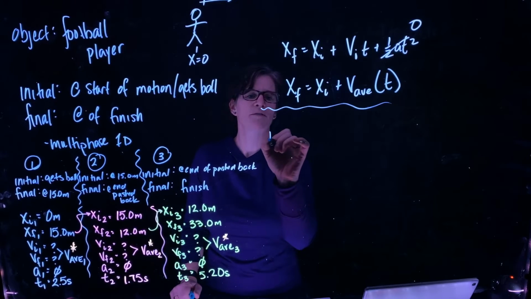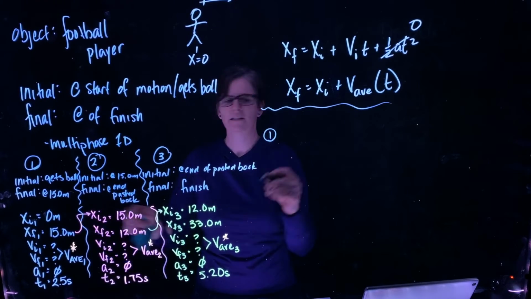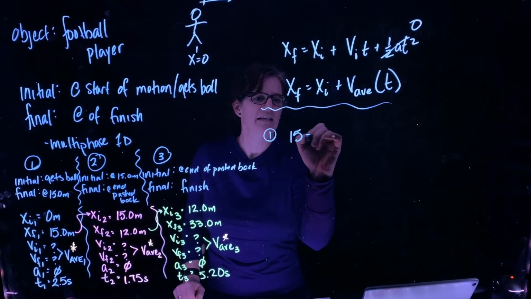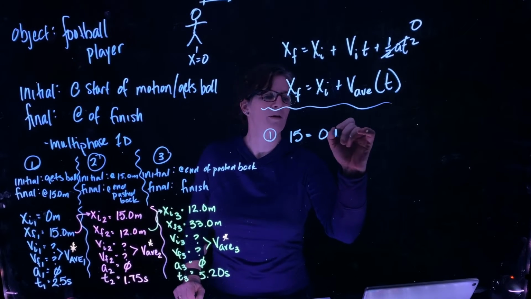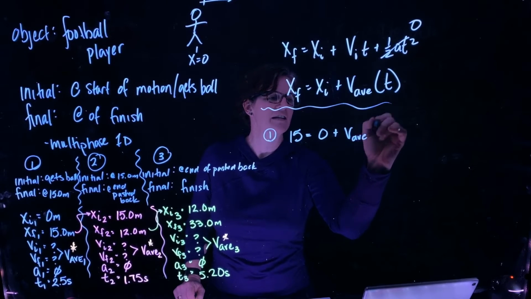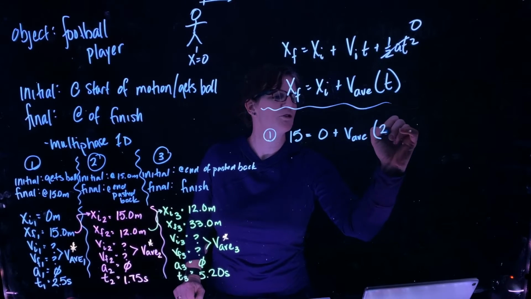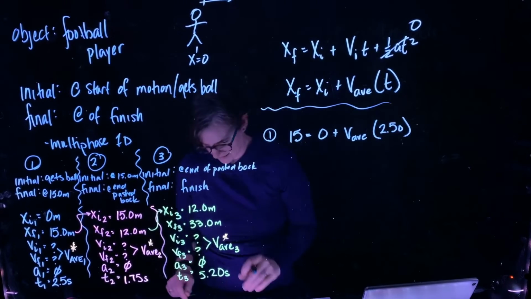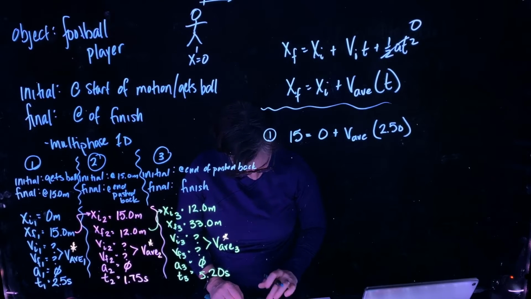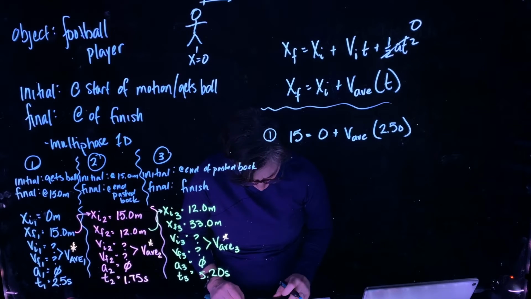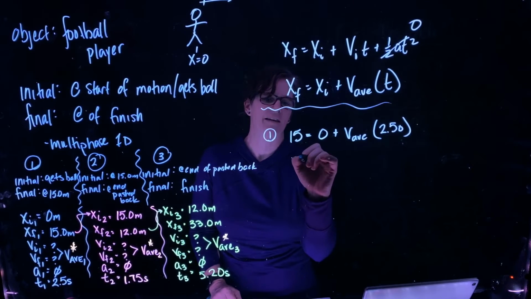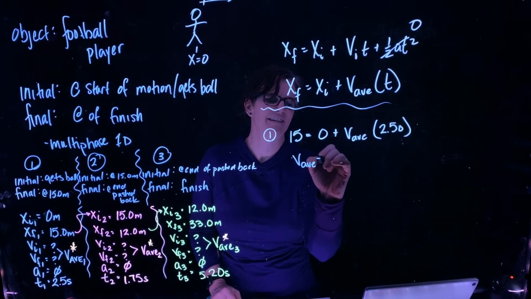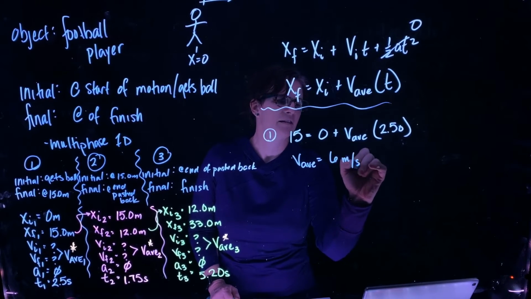So for phase 1, my final position is 15, which is equal to 0 plus v average times my time of 2.50 seconds. So 15 divided by 2.5, that gives me an average velocity of 6 meters per second.